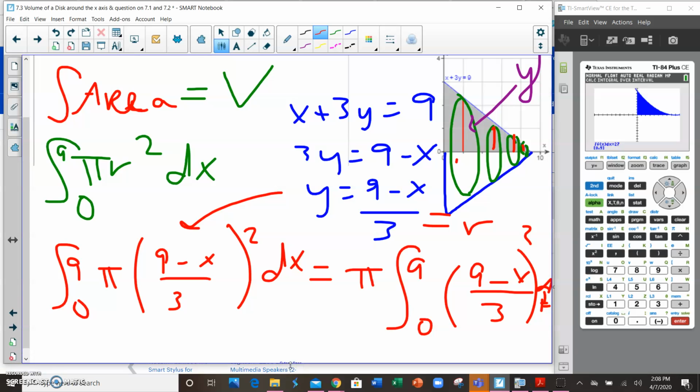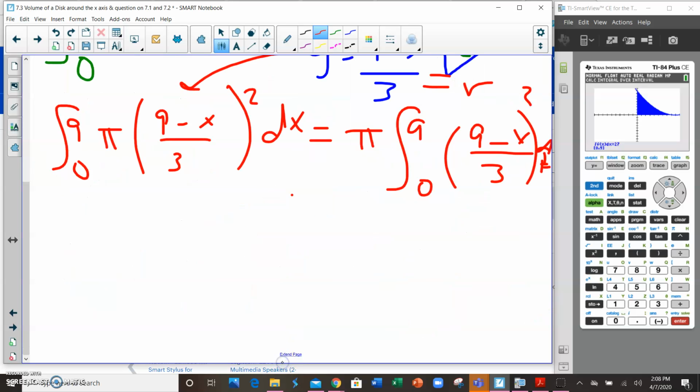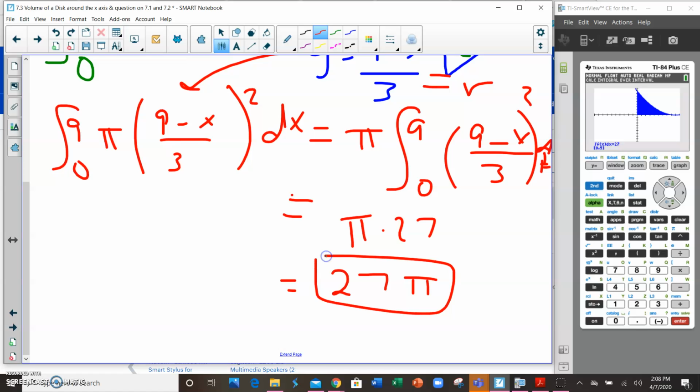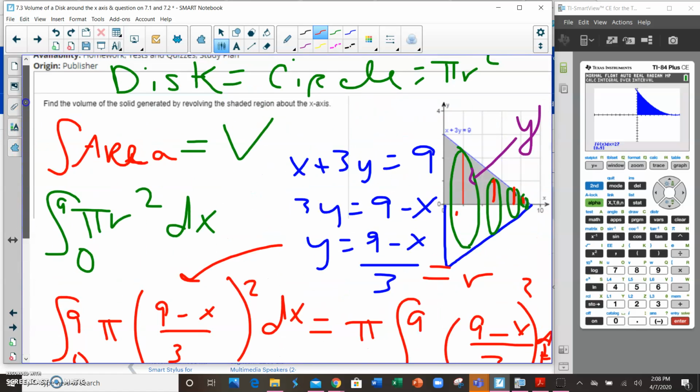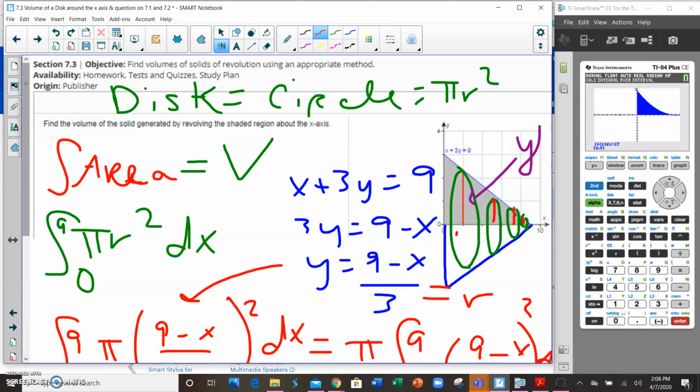So your answer is not 27. Your answer is actually pi times 27. Okay, and that is a times sign. Let me just redo that. So your answer is pi times 27, which ends up being 27 pi, and that is your answer. And that is the volume of that shape when you revolve that blue line around the x-axis.